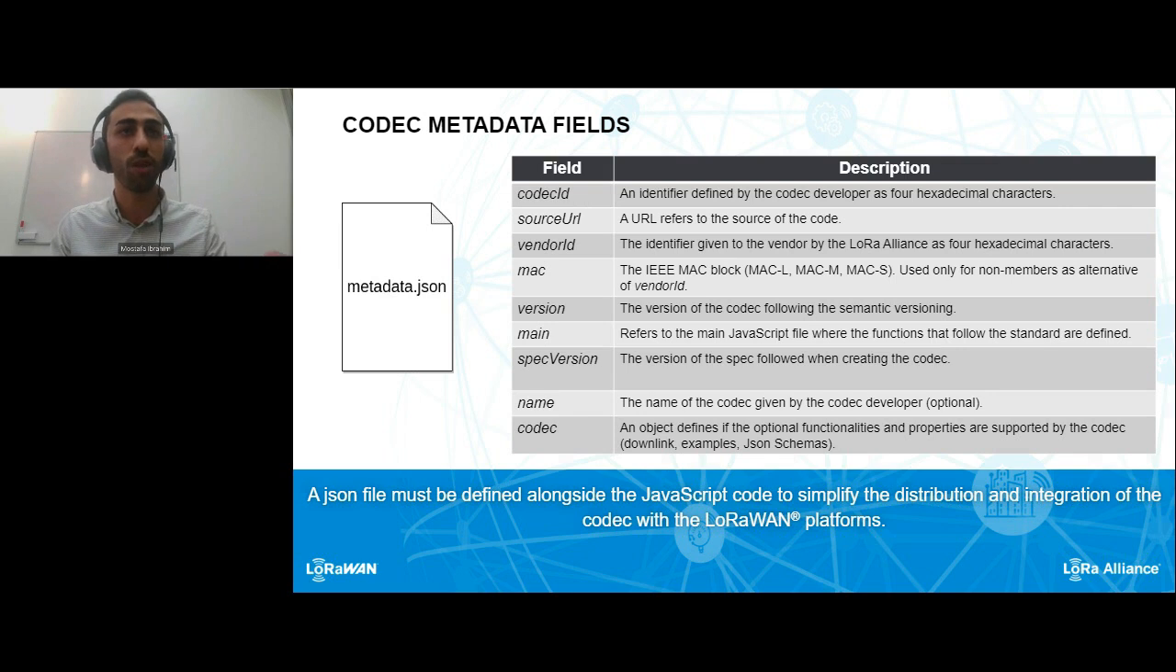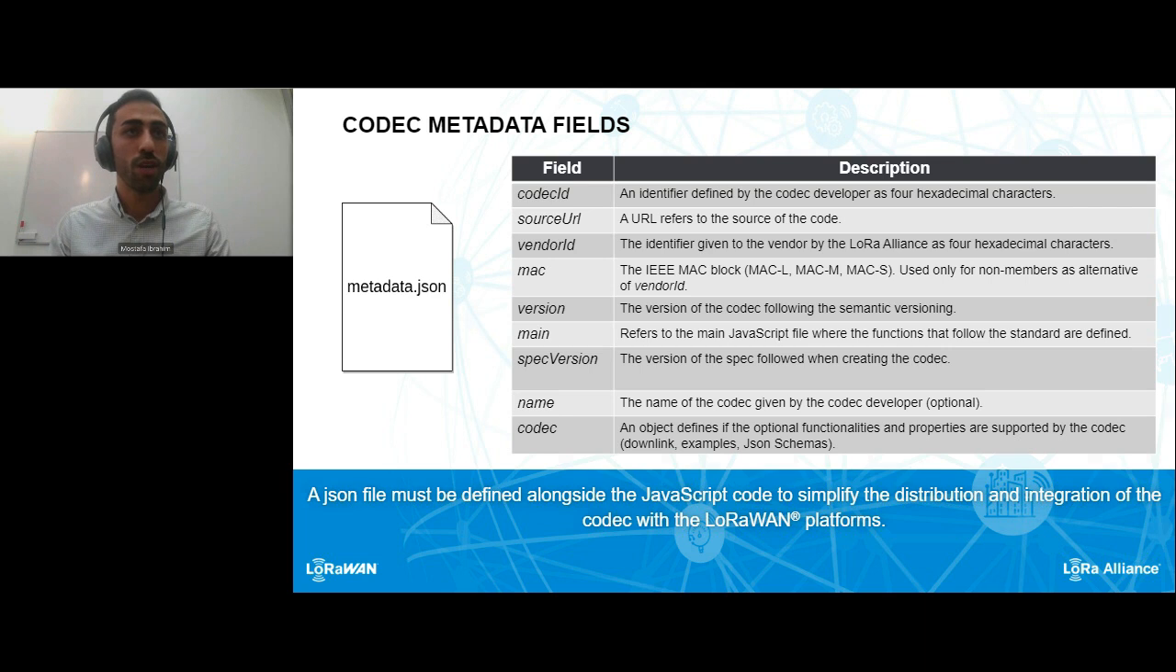So we will have on the LoRa Alliance side a list of all the codec IDs in order to identify any codec with its ID directly. As we already have for the vendor IDs, for example, any vendor that's a member of the LoRa Alliance has a unique ID on the LoRa Alliance side, and it's listed on our side.